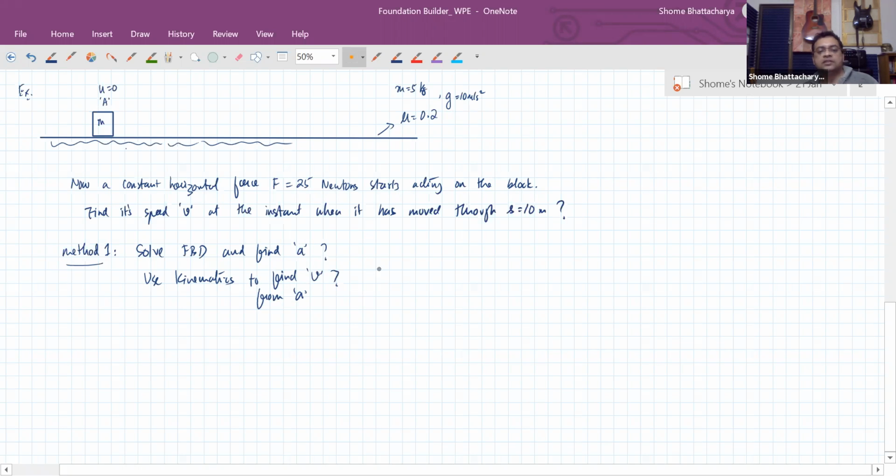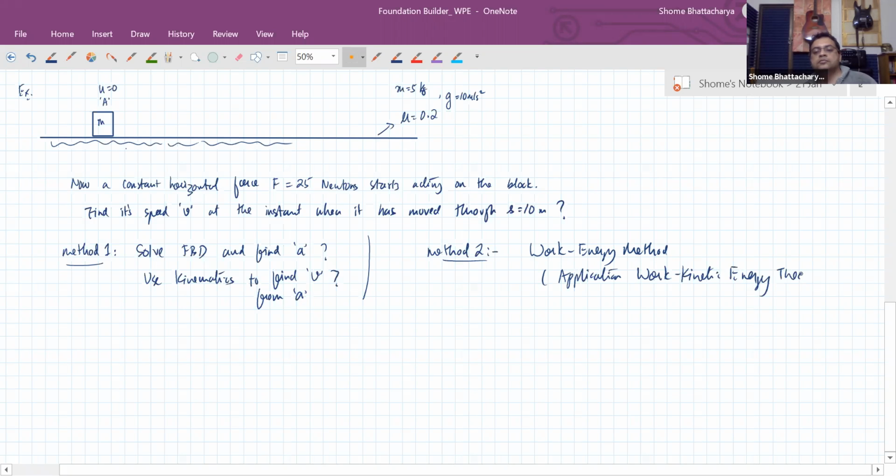But now we have the other method, and that is going to be more effective over here, which is the work energy method. Or more precisely, we can say that it is by application of the work kinetic energy theorem, whose statement we know is that the net work done is equal to change in kinetic energy. So from this we will find out what we need.